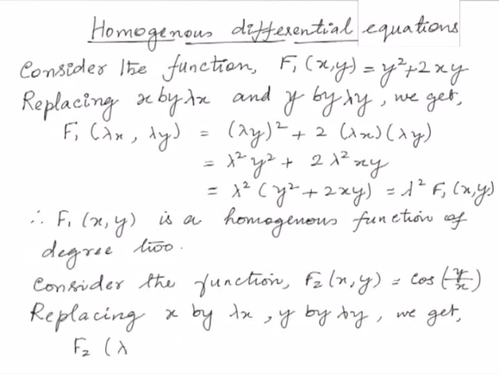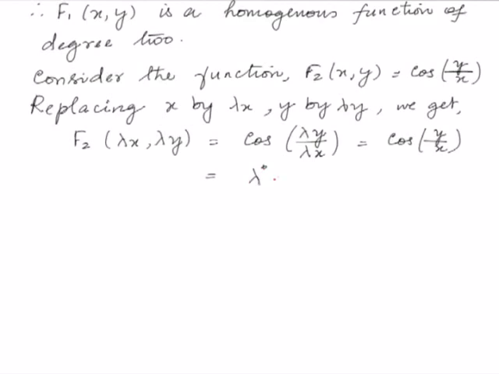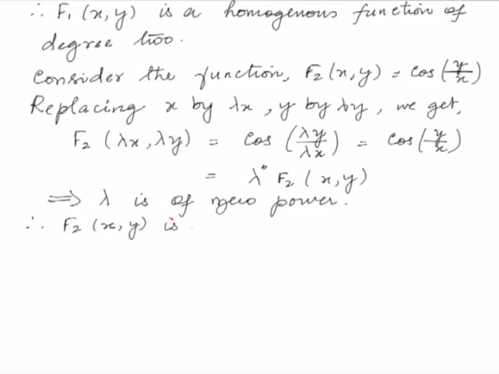Let us handle one more problem. Consider the function f2 of x, y is equal to cos of y by x. Again, replacing x by lambda x and y by lambda y, we get f2 of lambda x comma lambda y is equal to cos of lambda y divided by lambda x. That is cos of y by x. So, that is equal to lambda power 0 of f2 of x, y.